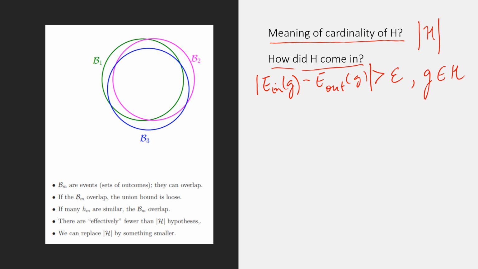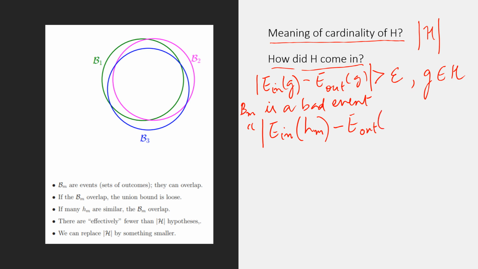Now, if we think about it, we actually overestimated the probability using the union bound. Because let's say B sub M is a bad event. This is how I'm denoting my bad events, with B's, right? And that means that this quantity, which is E in of H_M, because I'm talking about the event in terms of M, so it's the Mth term in that entire thing, E out of H_M greater than epsilon, this entire thing.